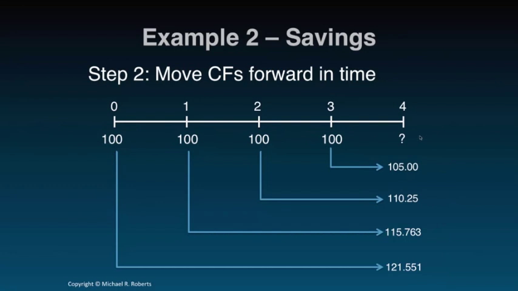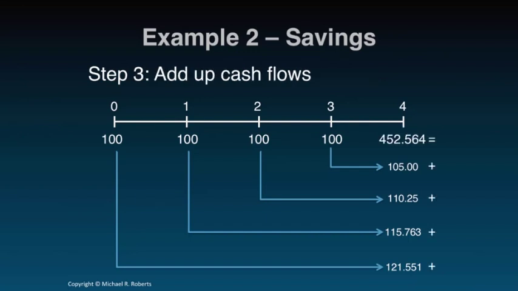If we do the arithmetic, we get these future values of the cash flows: 105, 110, 115, 121. We can now add all of these cash flows because they're all in the same time units, period 4 time units. And if we do that, I get 452.564. So what does this mean?